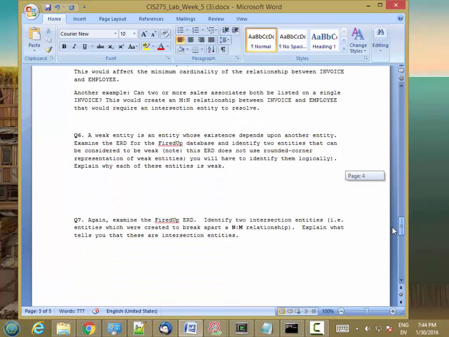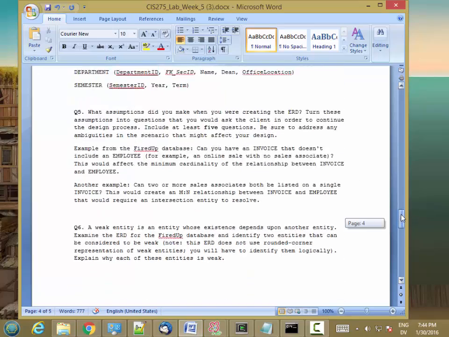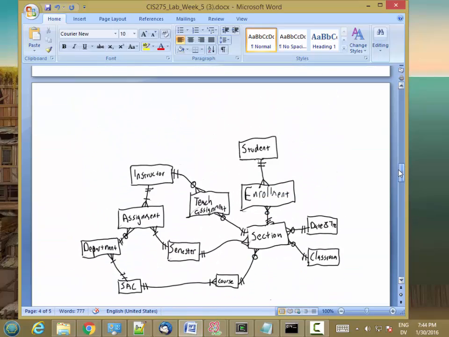So question 6 asks about weak entities. And a weak entity is something that can't exist unless it's tied to another entity. So for example, this enrollment record shows that a student is enrolled in a section. It can't exist unless there's a student to be enrolled, and it can't exist unless there's a section for the student to enroll in. So that makes enrollment a weak entity. You have to have both of these things before this thing can exist.